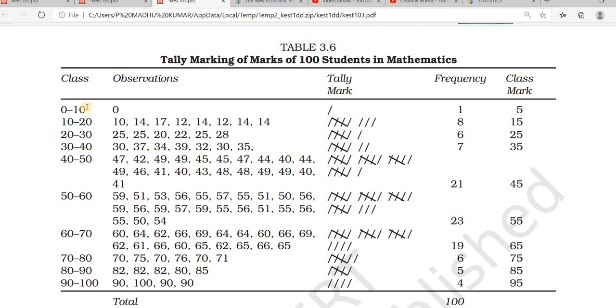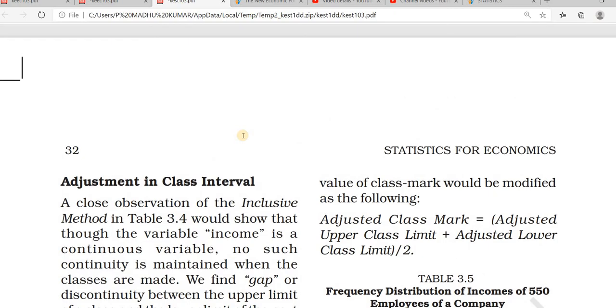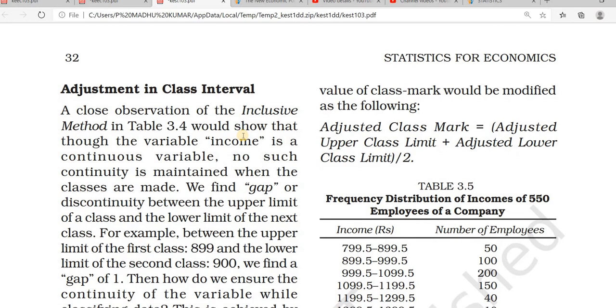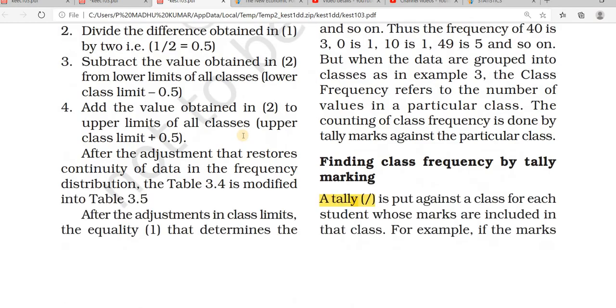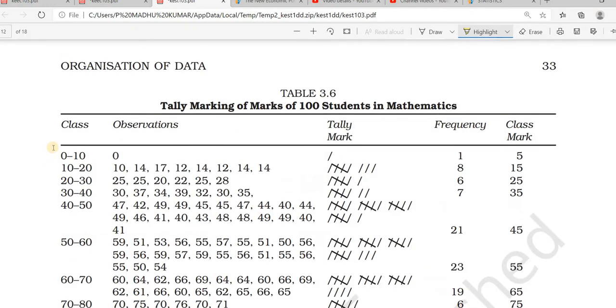What is the midpoint? We already studied it in the last class. We studied about the class mark. How can we find the class mark? It means the upper class limit plus the lower class limit, divided by 2. Here the upper class limit is 10 and the lower class limit is 0. 10 plus 0 divided by 2, the class mark is 5.